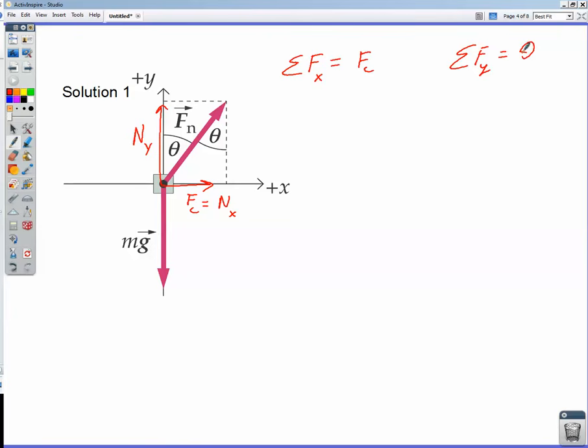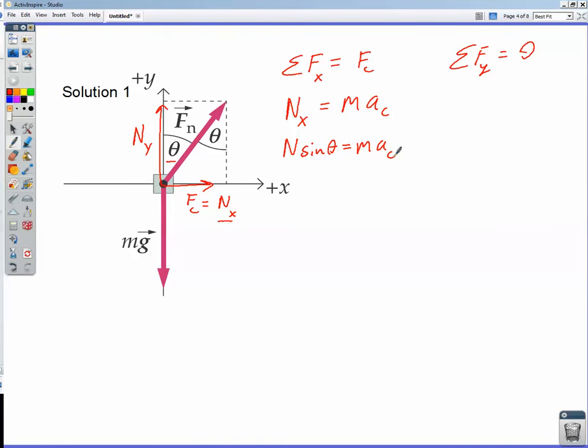Working on the x side here, we've got only the x component of the normal force acting in the x direction, and that's going to equal, let's break this down, m a sub c. So for the normal force in the x direction, we have theta, our angle right here, so the x component of the normal force is going to be the side opposite, so we've got N sin theta is equal to the mass times the centripetal acceleration in the x direction.